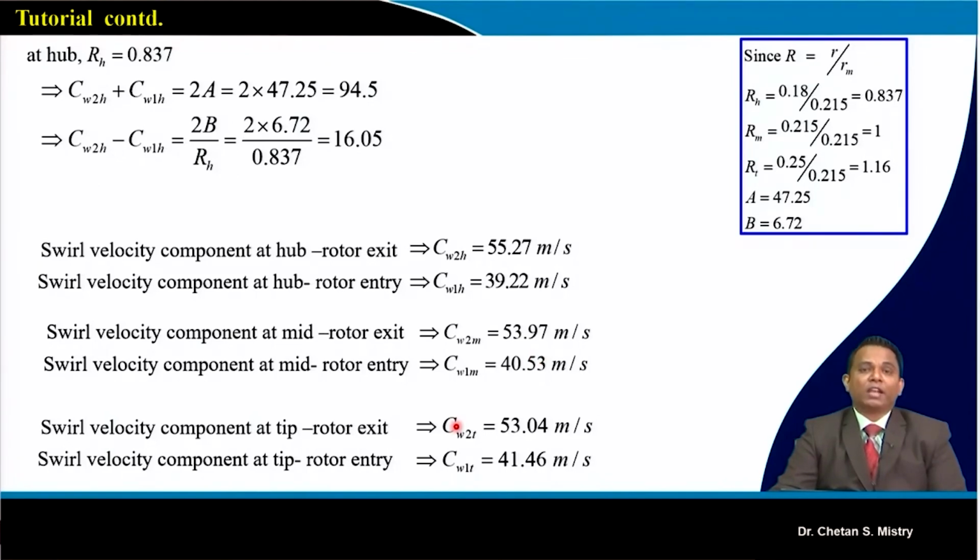In line with that, at the tip also we can calculate. My Cw2 at the tip is 53.04, and at the entry we can say it is 41.46 meter per second. Because of the repetitive stage, we are not showing all calculations here. Maybe you can do pen and paper work and verify these numbers.